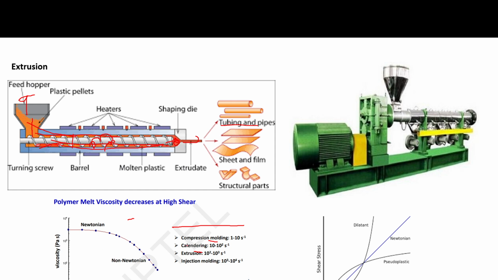In more complicated instruments like extrusion and injection molding, they face more shear rate. When we are talking about compression molding, only the upper piston comes down and pressurizes, so it faces a lower shear rate. Calendering has a high shear rate, as there are many rolls present. But in extrusion and injection molding, the shear rate is even higher, and the material becomes the polymer melt solution.